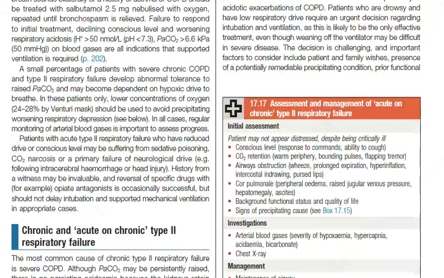Patients with acute type 2 respiratory failure who have reduced drive or conscious level may be suffering from sedative poisoning, carbon dioxide narcosis, or a primary failure of neurological drive, for example following intracerebral hemorrhage or head injury. History from a witness may be invaluable, and reversal of specific drugs with, for example, opioid antagonists is occasionally successful but should not delay intubation and supported mechanical ventilation in appropriate cases.